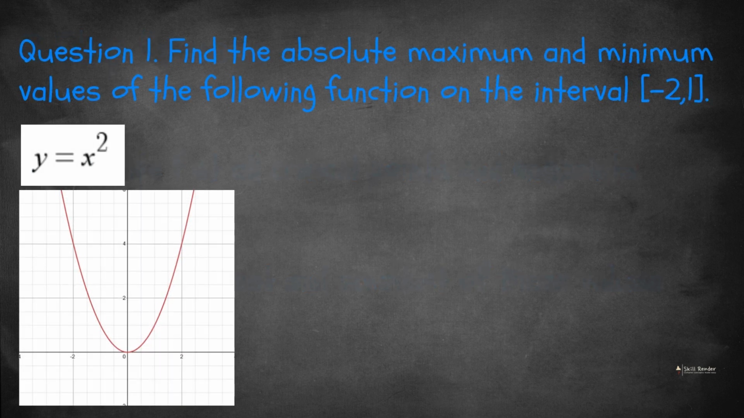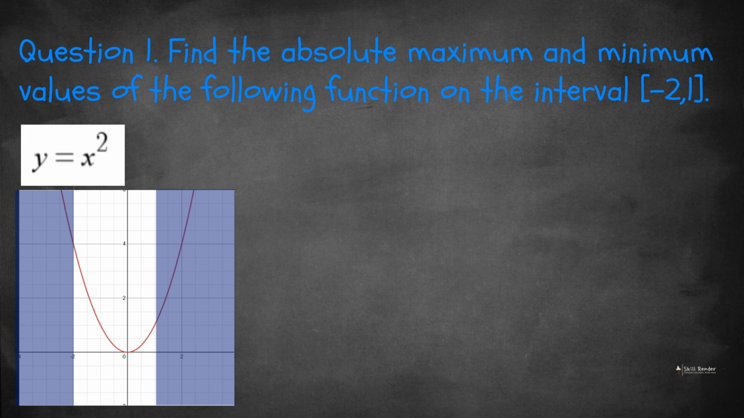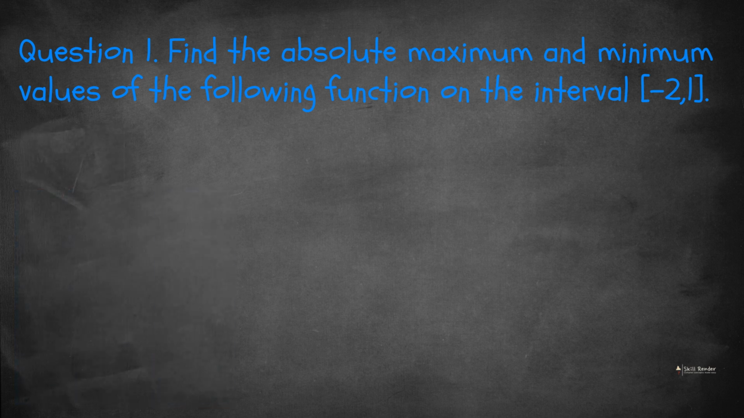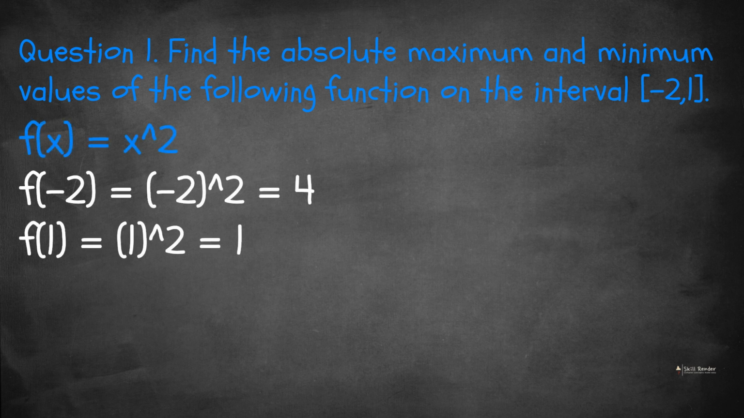Question 1. Find the absolute maximum and minimum values of the following function on the interval -2, 1. Visually, on the graph of y equals x squared, you can see where the minimum point is located between the domain of x equals -2 and x equals 1. In this case, the minimum point appears to be at the origin, with the absolute maximum occurring when x equals -2. Let's verify this. If we evaluate our function at the endpoints, f of -2 equals -2 squared equals 4. f of 1 is equal to 1 squared equals 1.